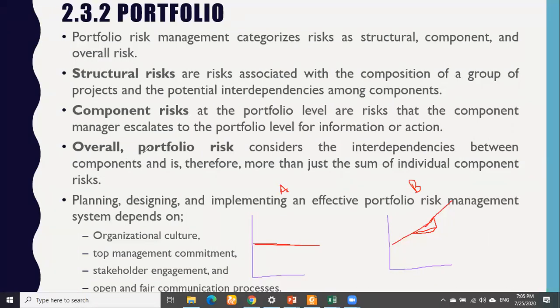And finally, the overall portfolio risk considers the interdependence between the components and is therefore more than just the sum of individual component risk. So for example, as I told you, at the structure level, we are checking the components and their independence. In the component risk, we are seeing the escalation of those components to the portfolio. And at overall risk, we are trying to find out the interdependence between the components that are grouped together under one portfolio.